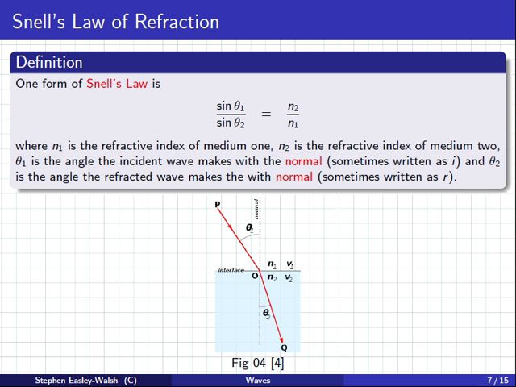You might want to note actually that sometimes theta 1 is written as I and sometimes theta 2 is written as R. Do you know what the I and R might stand for? Incoming is fine for I, but I think the technical word is incidence. And the R, well, I'll give you, yeah, refracted.